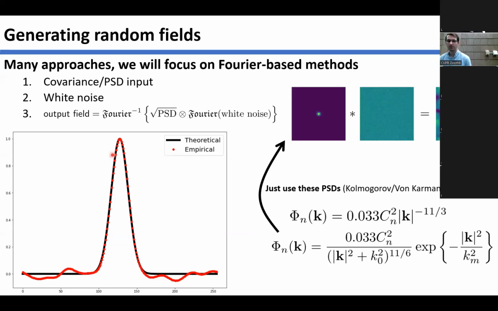So I have a theoretical covariance correlation curve. But you can see that the empirical matches the theoretical pretty well, with the exception of some of the finer bits at the end there. So really, we'll just end up using those power spectral densities, the Kolmogorov power spectral density or the von Karman power spectral density, multiplying it by white noise. There you go.